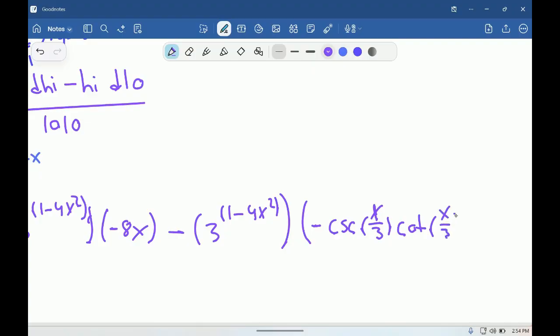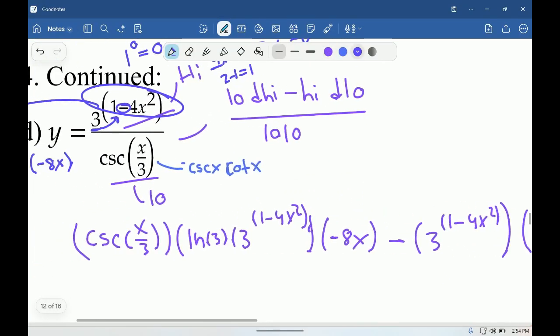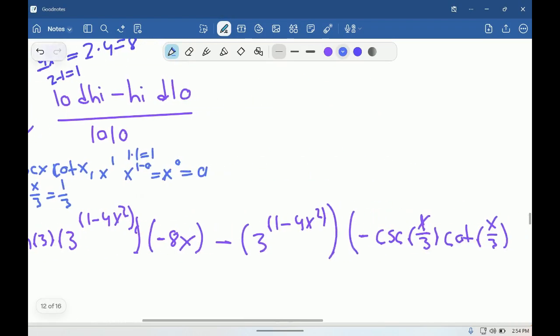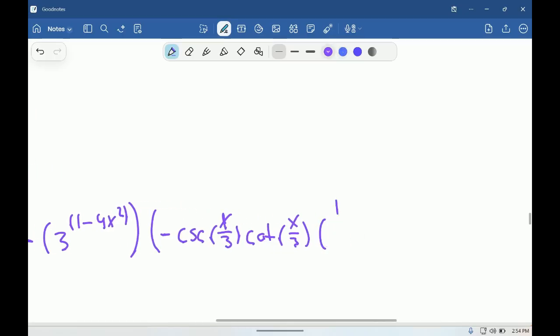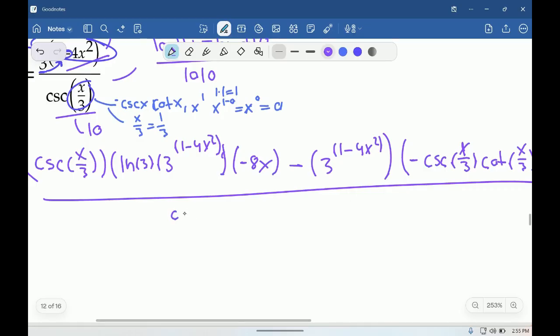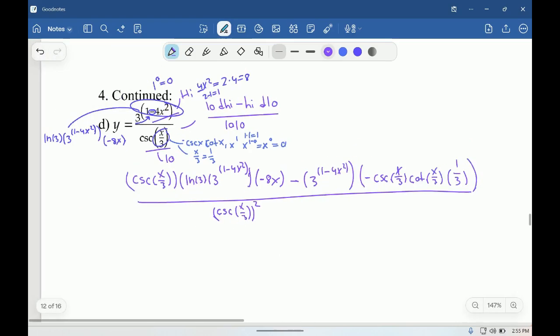cotangent x over 3. But we have to remember we also need to find the derivative for x over 3. X over 3 is going to equal 1 over 3 because x to the 1, 1 times 1 equals 1. That's going to replace the 1 in front of the x, and then x to the 1 minus 1 is going to be x to the 0, which equals 1. So it's just going to be times 1 over 3. And then we have to remember the low, which is going to be cosecant x over 3 squared.